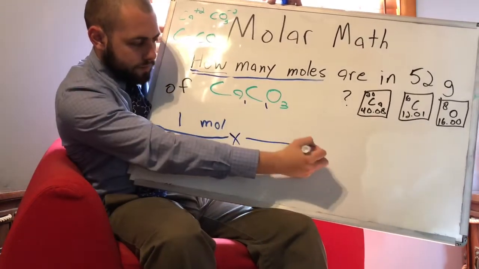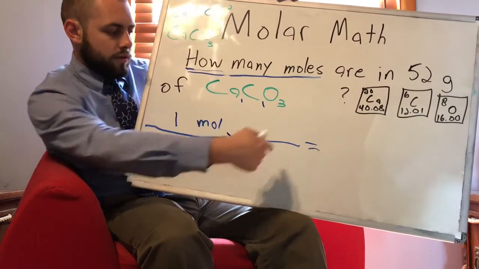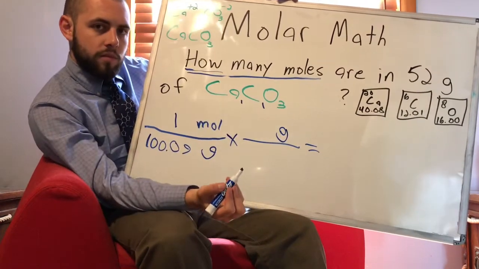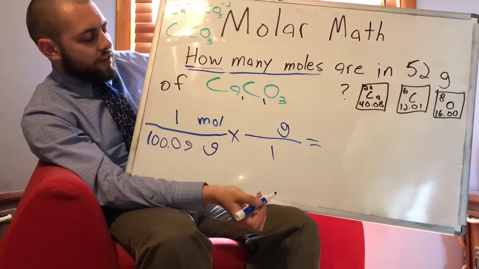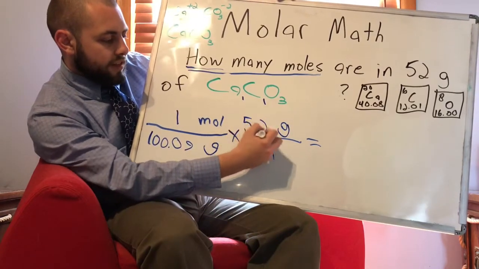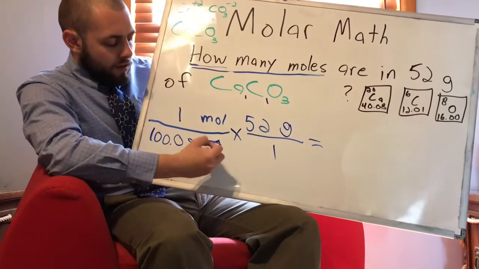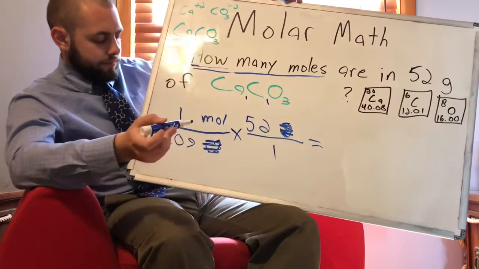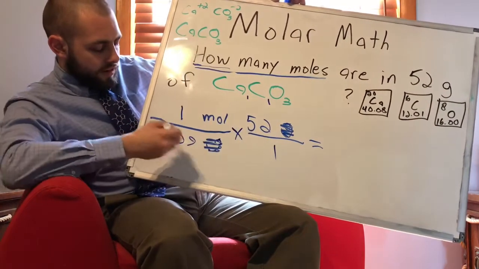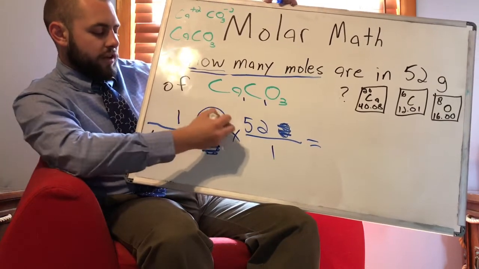My next step, I need to take this unit that's in the denominator, move it up to the numerator. Grams. I look for something in my story problem that has grams in it. It's going to be 52. 52 grams. These units cancel out, grams and grams. And then what I would do from here, 52 divided by 100.09. And that's going to give me my answer in moles.